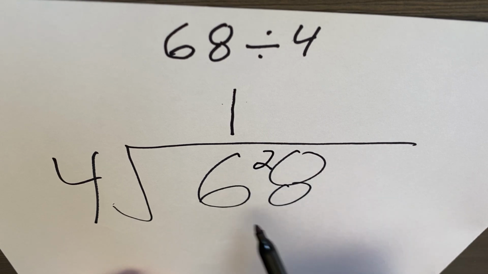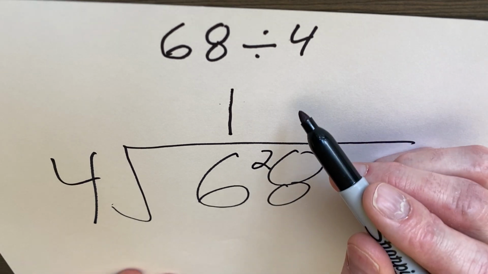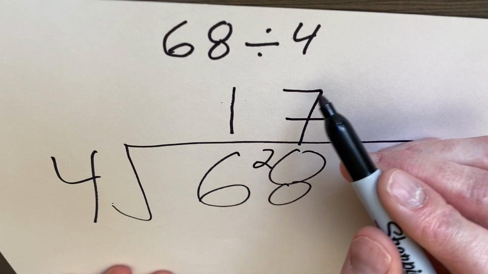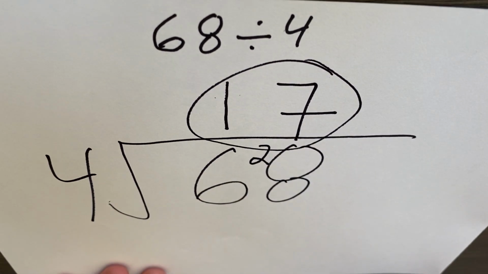So now my next question is, how many times does 4 go into 28? And it goes in 7 times. So the answer to this question was 17. That's the final answer.